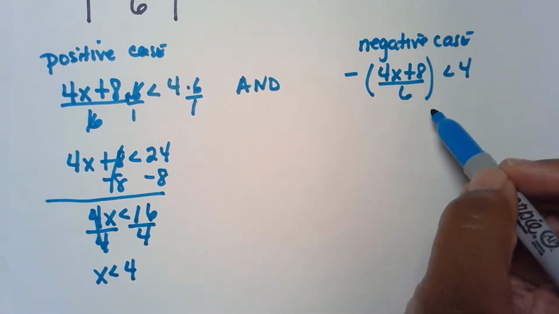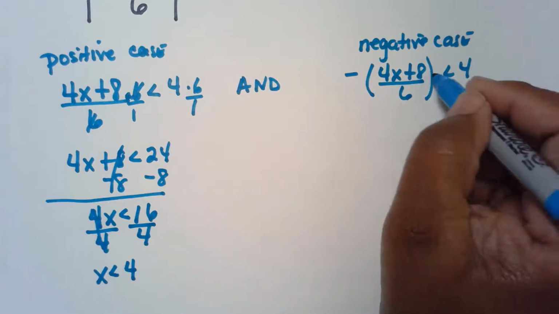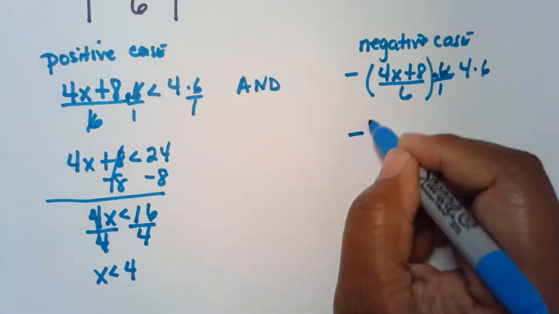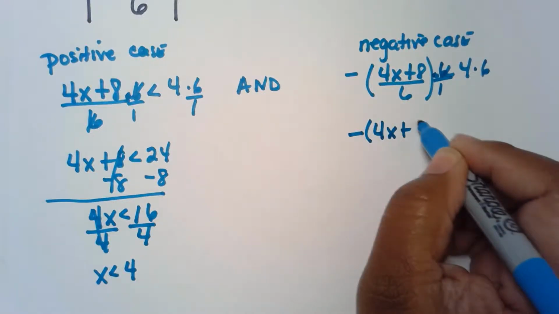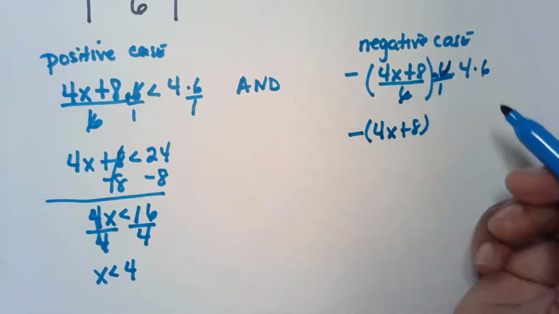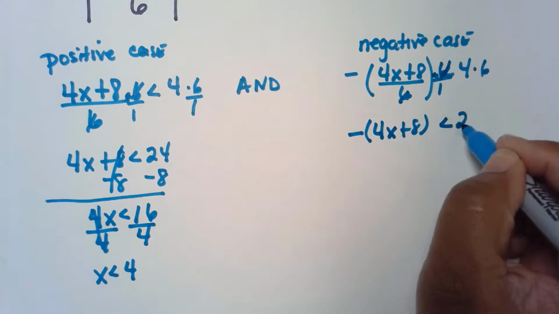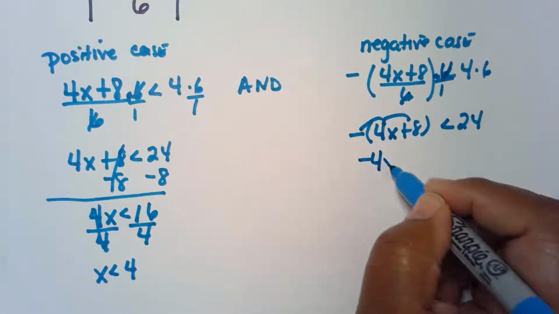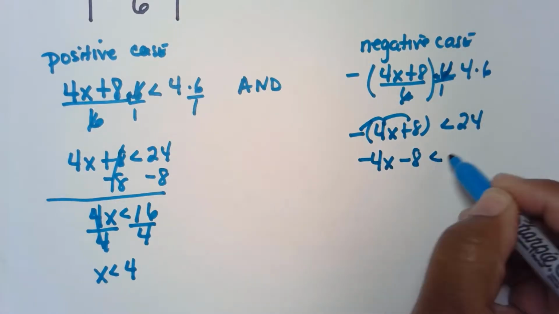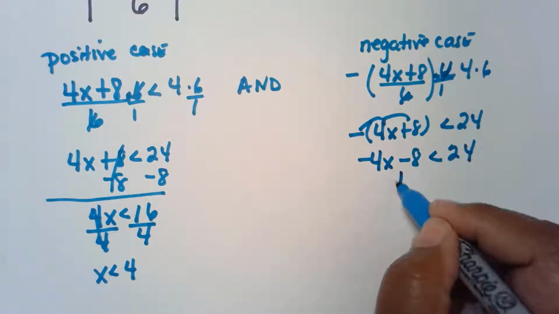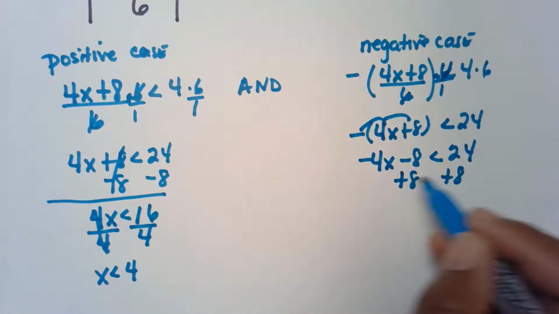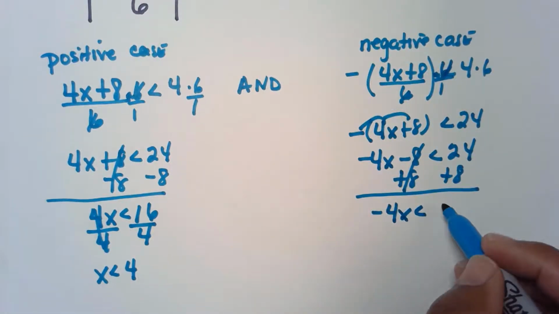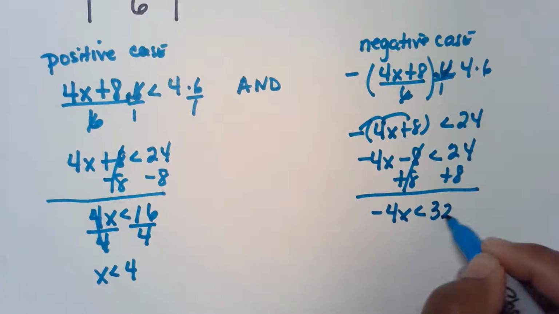All right, so next inequality. Here again, we can times 6 to both sides. We have negative times, in parentheses, 4x plus 8, because the 6 is going to cancel out, is less than 24. Distribute the negative. We have negative 4x minus 8 is less than 24. Add 8 to both sides. Negative 4x is less than 32.